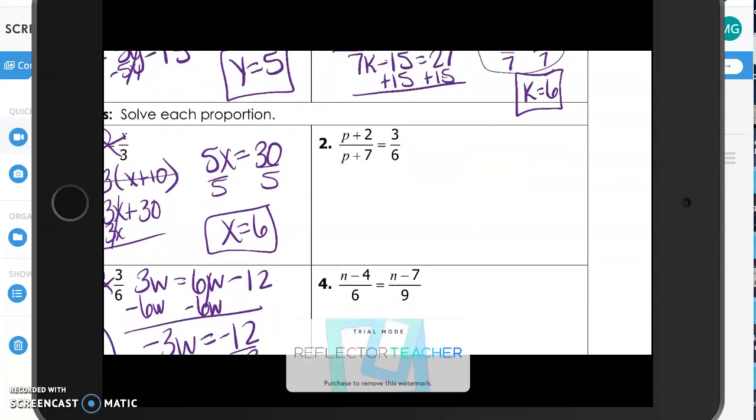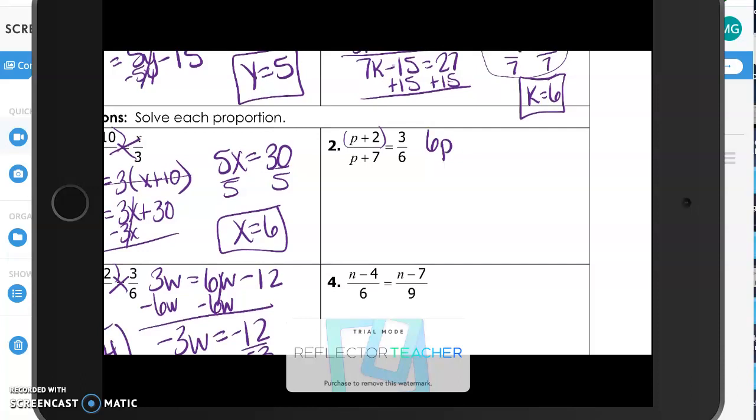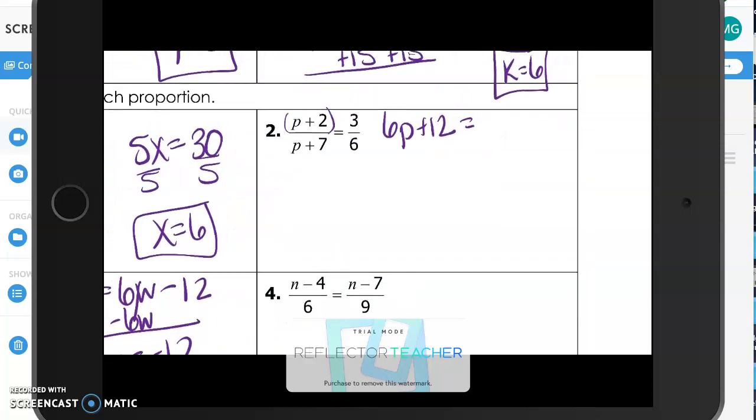So down here in number 2, I'm going to show you those shortcuts. So right away, I noticed that I need to do 6 times p plus 2. So that's 6p plus 12 equals. Okay, so I went ahead and distributed right away. Same thing here, I need to do 3 times p plus 7, so 3p plus 21. So instead of writing that first step with the parentheses, I went ahead and distributed right away. If you're afraid that you're going to forget to distribute, then take that first step of writing it all out.